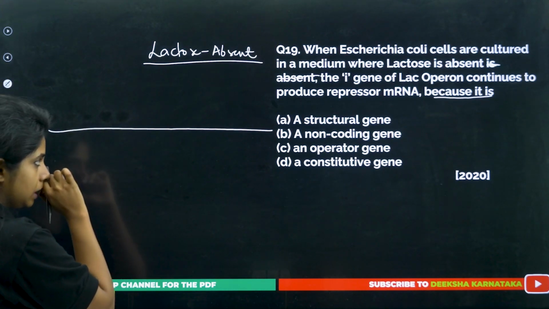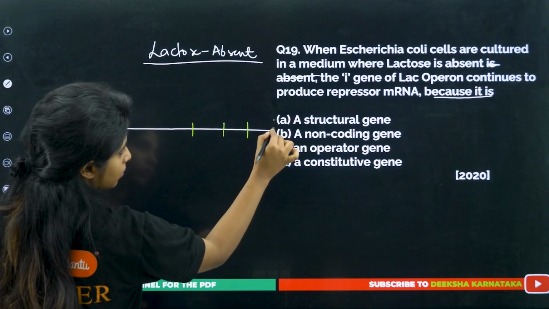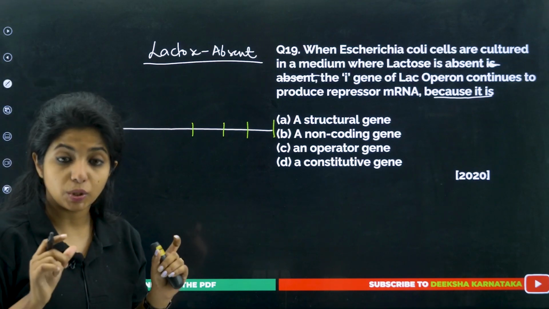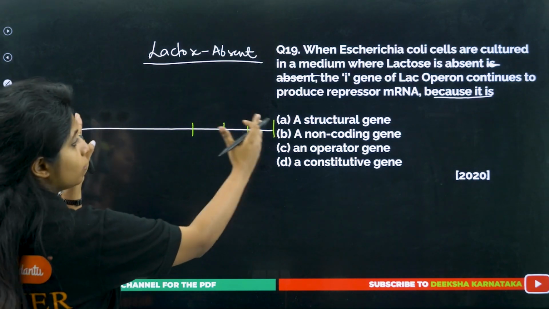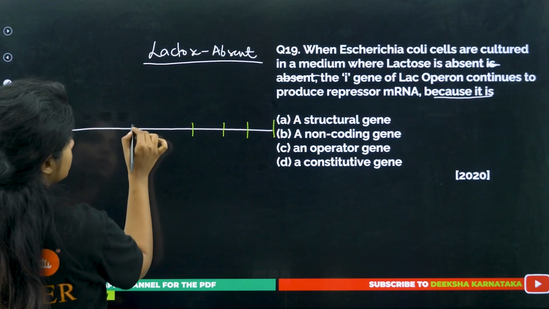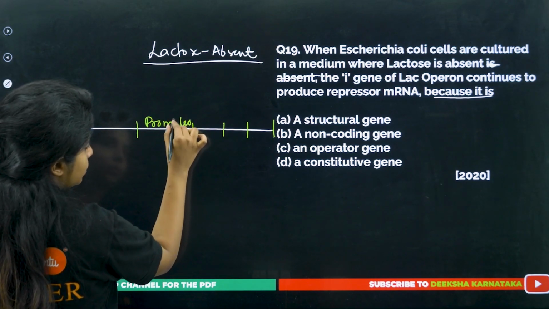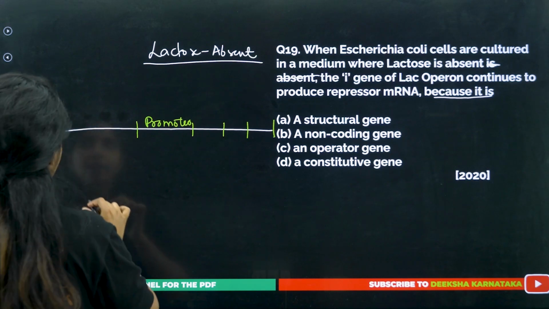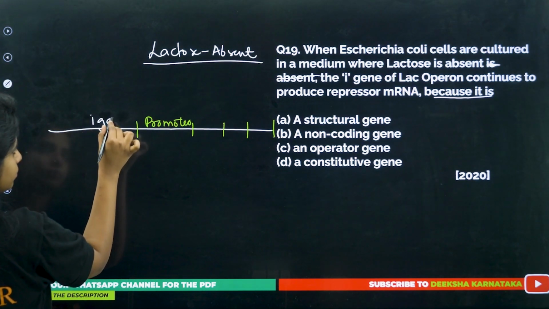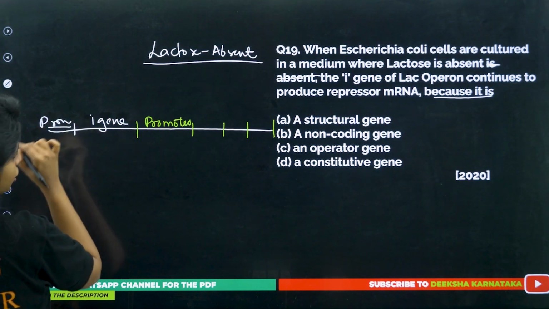So, basically, there were three gene sequences over here. This whole thing that you see is a structural gene. Over here, there is the promoter region of this particular structural gene. Then there is another gene over here which is known as the I gene, and here you have the promoter region of the I gene.